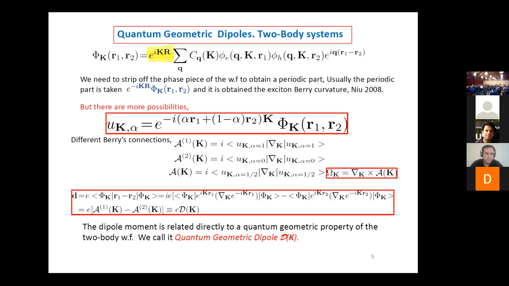Berry curvature. Again, we obtain some Berry connection for the electron, I mean, we get a Berry connection for the electron and a Berry connection for the hole. These quantities are not gauge invariant, but the difference between A1 and A2 is gauge invariant, so it has some physical meaning. In particular, and this is the one important conclusion, we can prove that the difference between the position of the electron and the hole, which corresponds to the dipole, when you make the transformation of the position of R1 in this form, is equal to the difference between the Berry connection of the electron and the hole. So we found that the dipole of the exciton is something internal to the wave function, and we call it quantum geometric dipole. Okay.